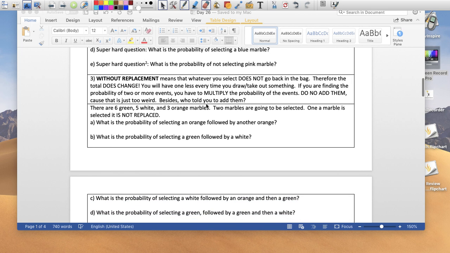With replacement means that whatever you select does not go back in the bag. Therefore, the total does change. You will have one less every time you draw or take out something.